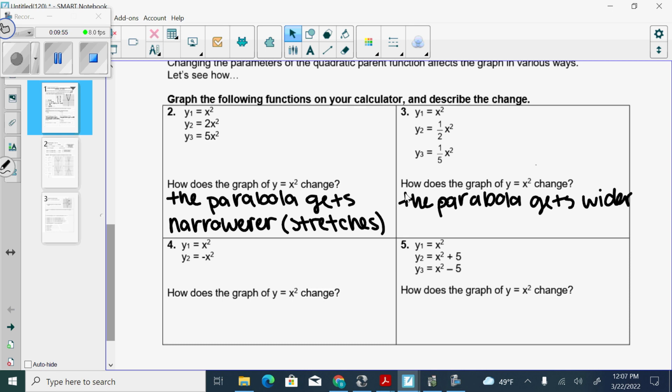This is often referred to as the graph being compressed. So if they tell you the graph has been compressed, it's basically like something was on top of it and smushed it down, made it wider. Okay? So this is the same thing as compress.